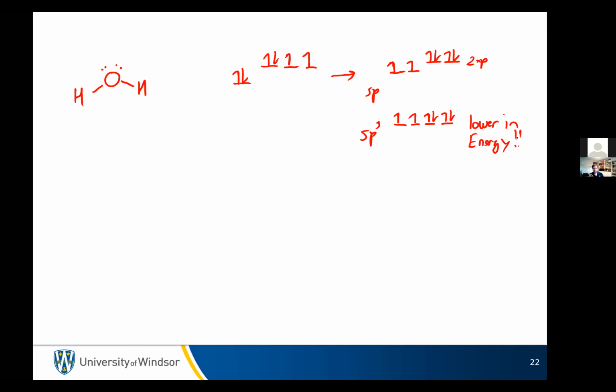And so if we're making bonds, we're more stable if we can hybridize as much as possible because we drag down those lone pairs into a lower energy orbital. So water is sp3.